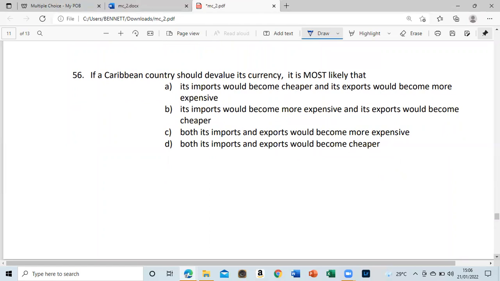While import costs us. If a Caribbean country should devalue its currency, it's most likely that A, its import will become cheaper and its export will become more expensive. B, its import will become more expensive and its export will become cheaper. C, both its import and export will become expensive, or D, both its import and export will become cheaper. And that would be imports would become more expensive and export would become cheaper.